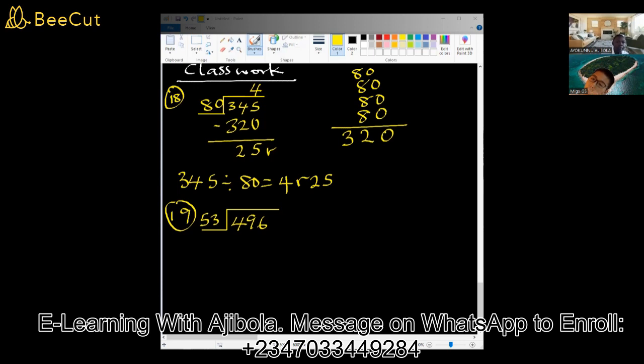All right. Look at the next example. We have 496 divided by 53, okay? Now, what we're going to do here, are you looking at the screen? We'll try to see how many 50s we can see in 496. Like how many 5s are in 49? That's 9, okay?